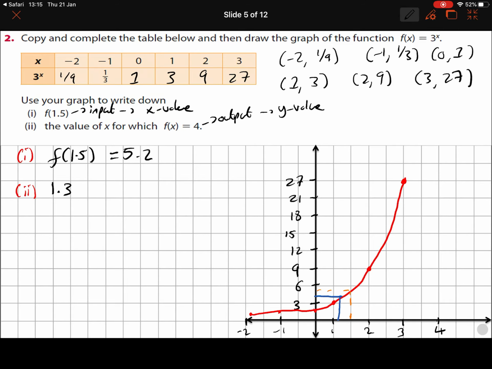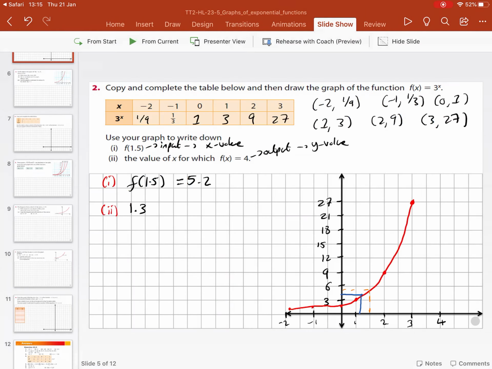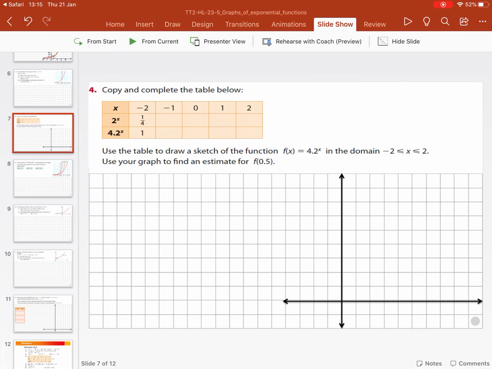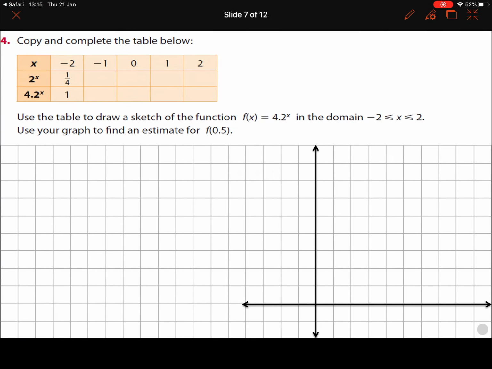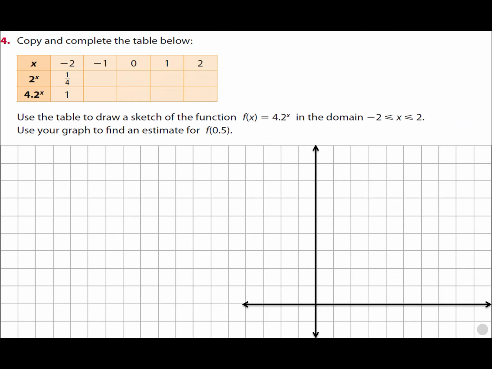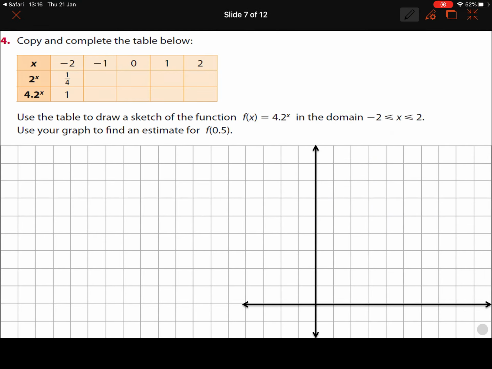The next question you had there was question 4. So we'll have a look at question 4 then. So again, fill in your table first. So fill in your table here. So 2 to the power minus 1 is going to be a half. 2 to the power 0 here is 1. 2 to the power 1 is 2. 2 to the power 2 is 4. Then multiply them all by 4. So 4 by a quarter is 1. 4 by a half is 2. 4 by 1 is 4. 4 by 2 is 8. And 4 by 4 is 16.